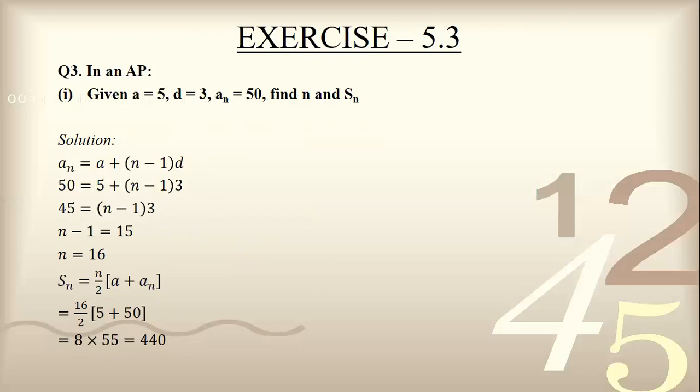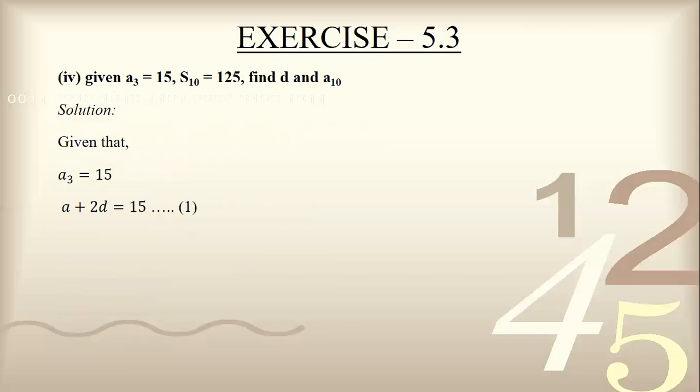We found n, we have a, d also, so let us substitute Sn equal to n by 2 into a plus an. You can also use 2a plus n minus 1 into d formula. Either of them doesn't matter. We have all the necessary data with us. So let us substitute 16 by 2 into 5 plus 50, that is 8 into 55, 440 is the Sn. That is sum of 16 terms. S16 is what we are finding here, isn't it?